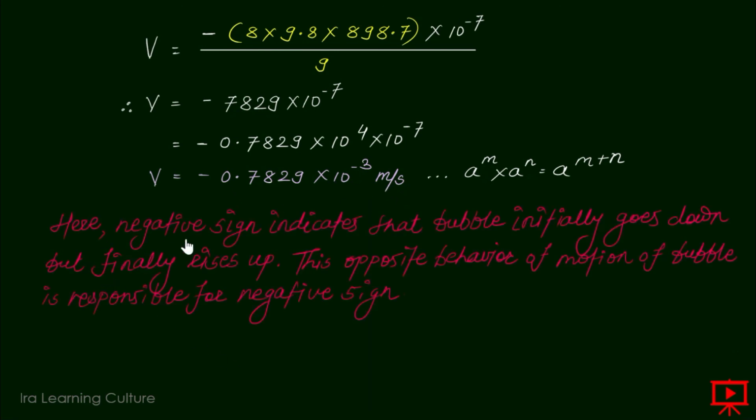Here the negative sign indicates that the bubble initially goes down, but finally rises up. This opposite behavior of motion of the bubble is responsible for this negative sign.